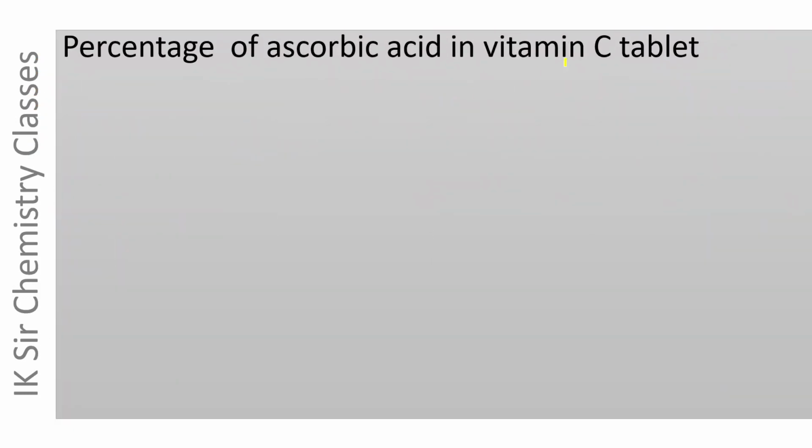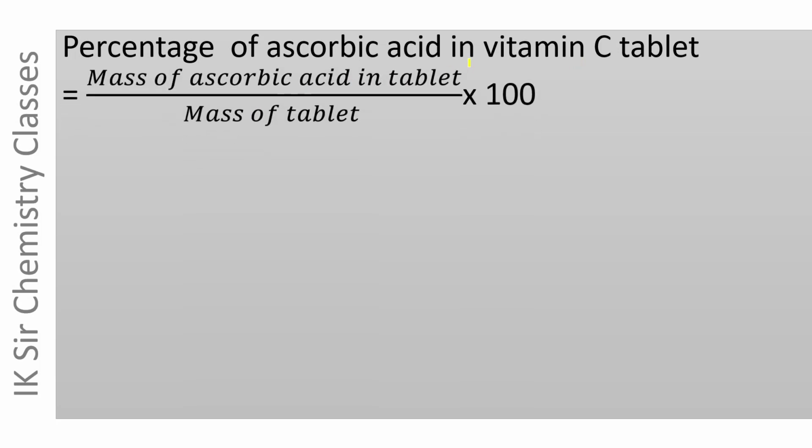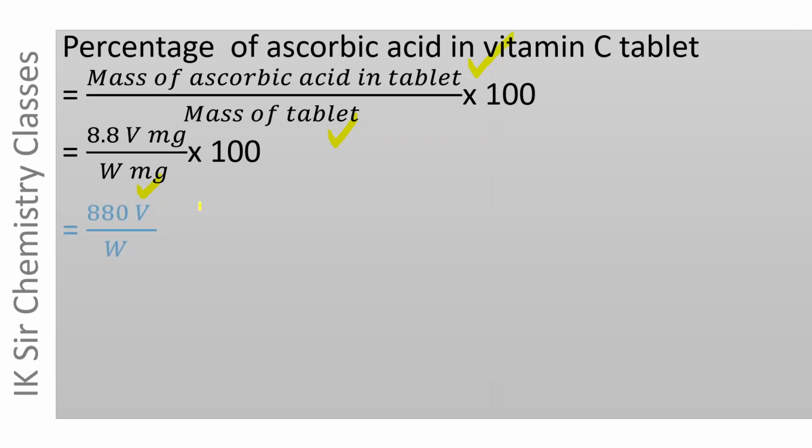Percentage of ascorbic acid in vitamin C tablet is equal to mass of ascorbic acid in the tablet divided by mass of tablet into 100. Mass of ascorbic acid in the tablet, as we have calculated earlier, is 8.8 V mg divided by mass of tablet W mg into 100. mg will be cancelled out, and it will be 880 divided by W. This is the percentage of ascorbic acid in vitamin C tablet.